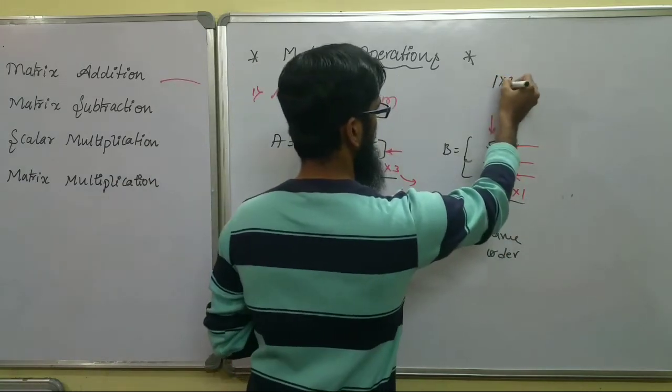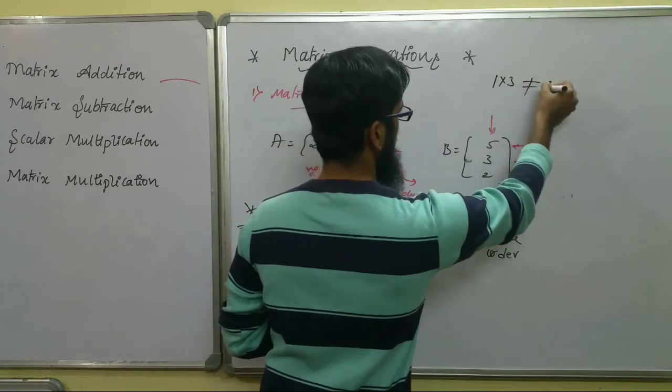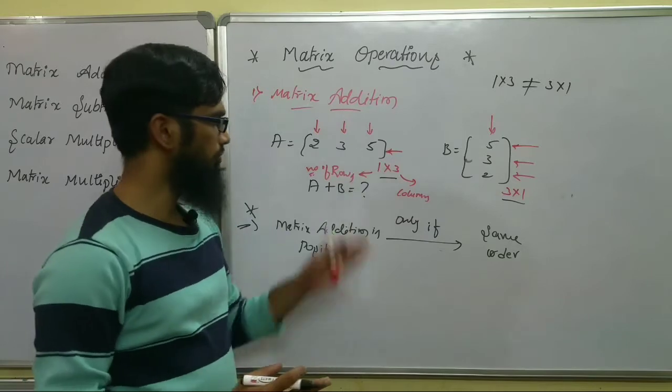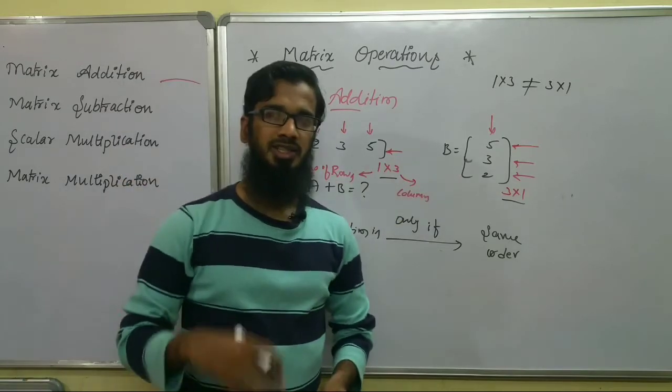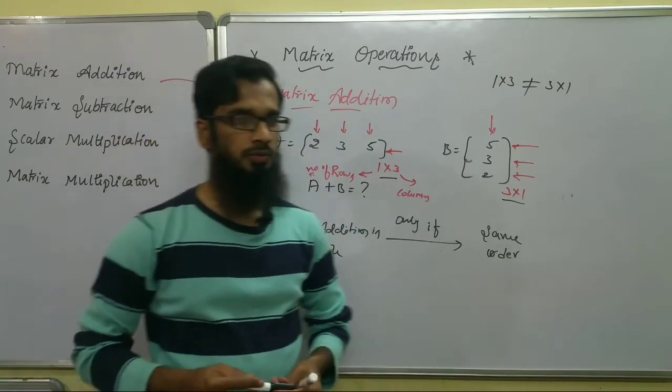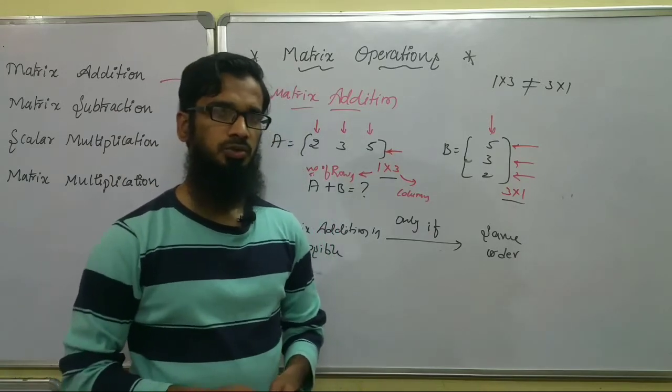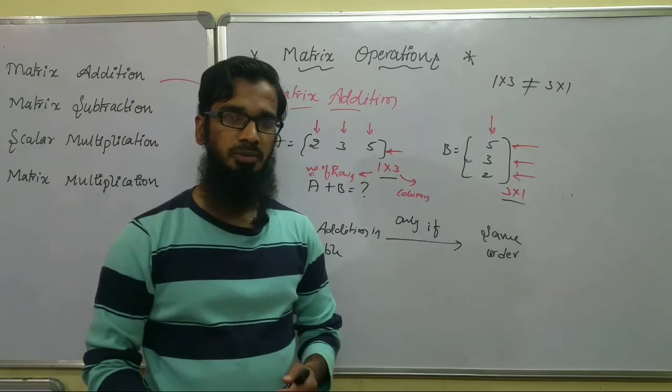So 1 cross 3 is not the same as 3 cross 1. The order is different now. So for this example, matrix addition is not possible. Now we'll go for one more example, and in that case we'll check whether we are able to add the matrices or not.